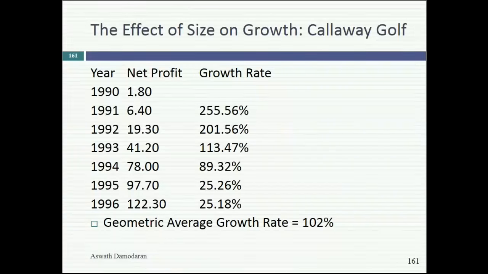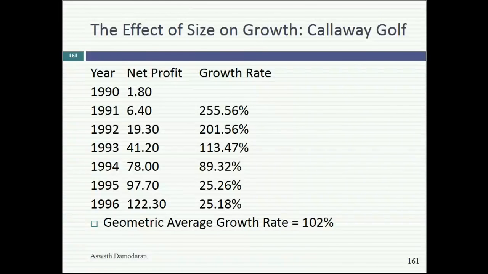Now let's take another example. Something else that I think we all have to watch out for when we make projections. You guys familiar with Callaway Golf? The 1990s, huge success story. You know, the golf club they introduced was the Big Bertha. It came out and it took off like crazy. Its net income went from $1.8 million in 1990 to $122 million in 96. Its compounded, its geometric average growth rate over that period was 102%.